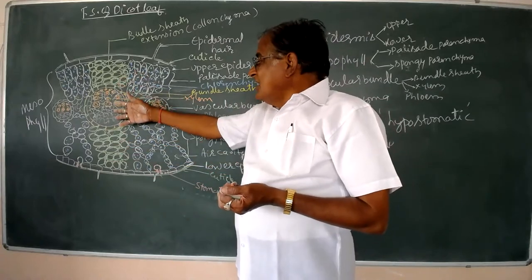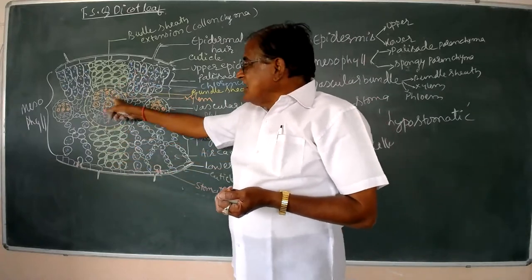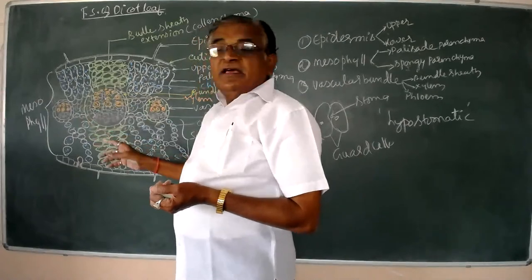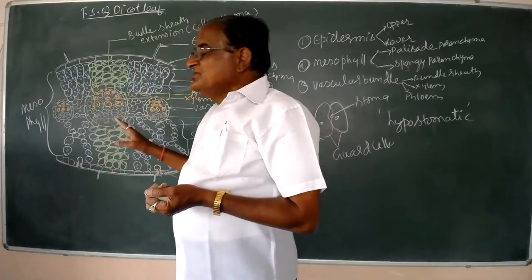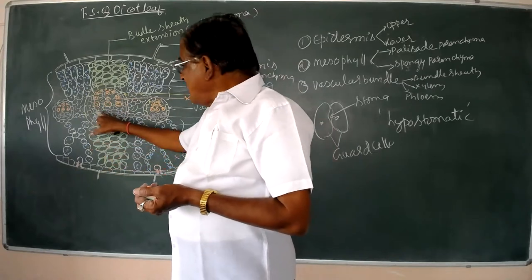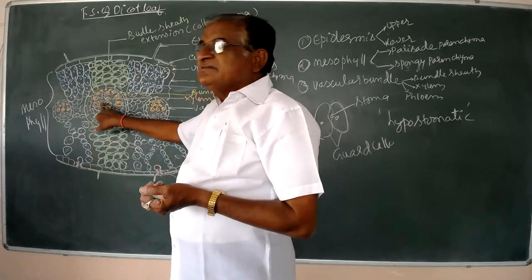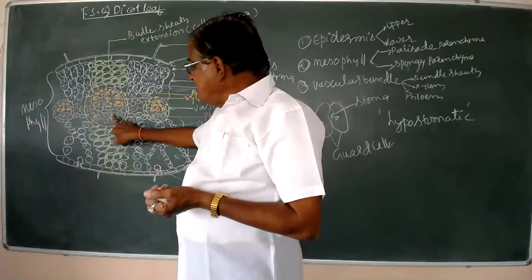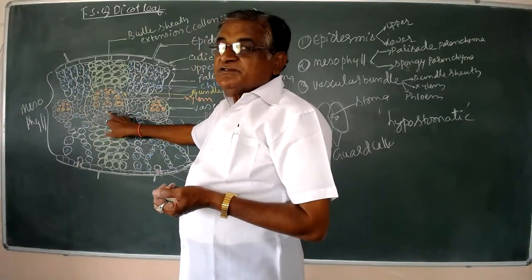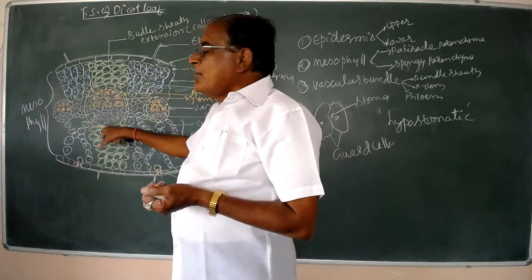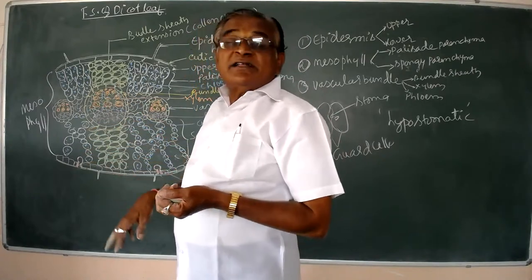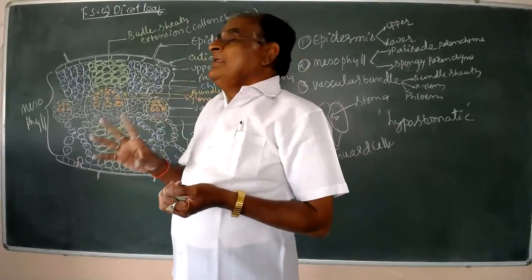Next, you will have the vascular bundle, the xylem and the phloem. Here it is the conjoint, collateral, closed type of vascular bundle, and usually it will be endarch in condition. The xylem is for conduction of water and minerals. The phloem is responsible for translocation of the food material. The entire vascular bundle has a parenchymatous bundle sheath, which is a single layer.